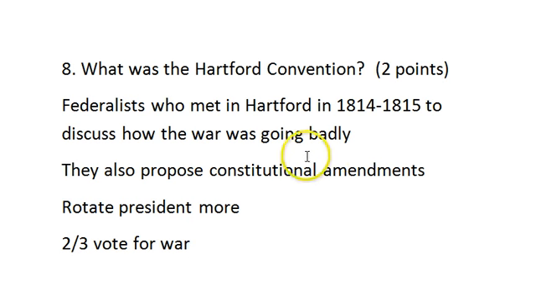When they met, they also proposed some constitutional amendments, including rotating who could be president and needing a 2/3 vote for war. Some radical Federalists were talking about seceding from the Union, but most of them were just talking about how the war was not going well, and here's how we should change the Constitution to fix things in the future. But then the Battle of New Orleans happens, and they are made to look pretty foolish because the country is very rah-rah, go Andrew Jackson, as a result of that battle.